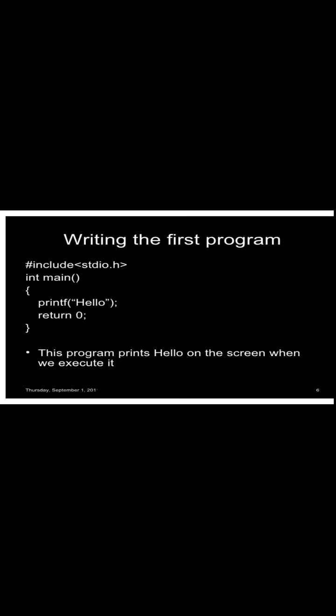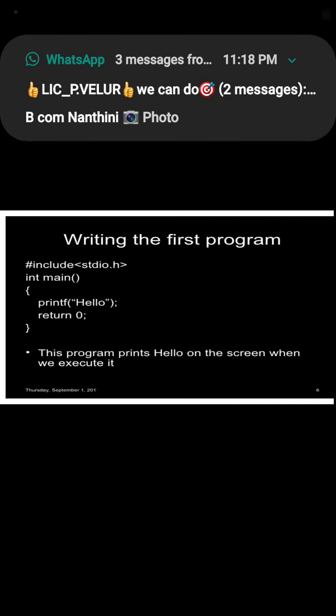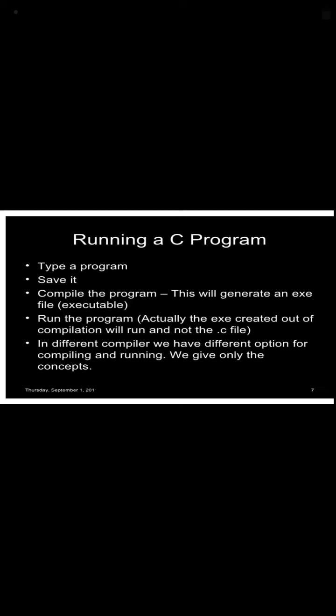How to write the C program? #include <stdio.h>, and then the main function, whose type is integer, and then we start the opening braces. It will contain the printf statement, that is the display statement. Our display text is hello, or anything, welcome to C language, and then the return value is 0, and then close the curly braces.